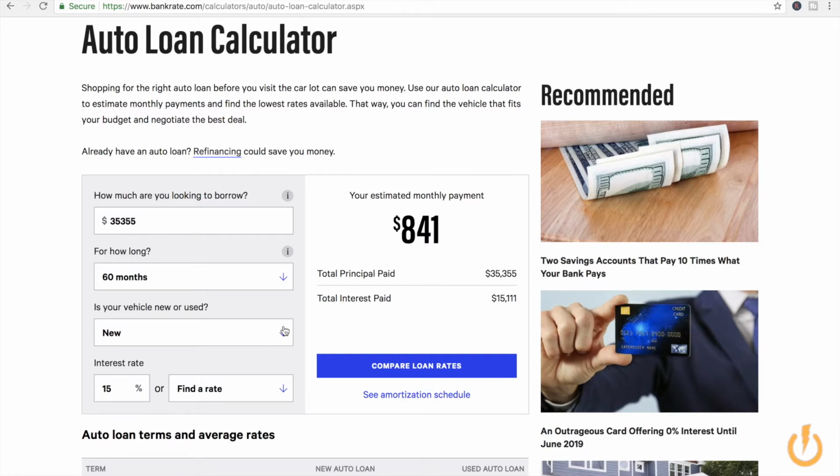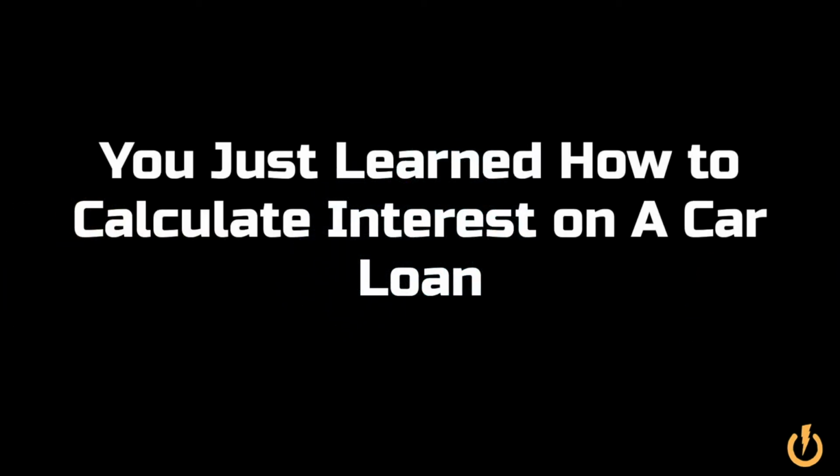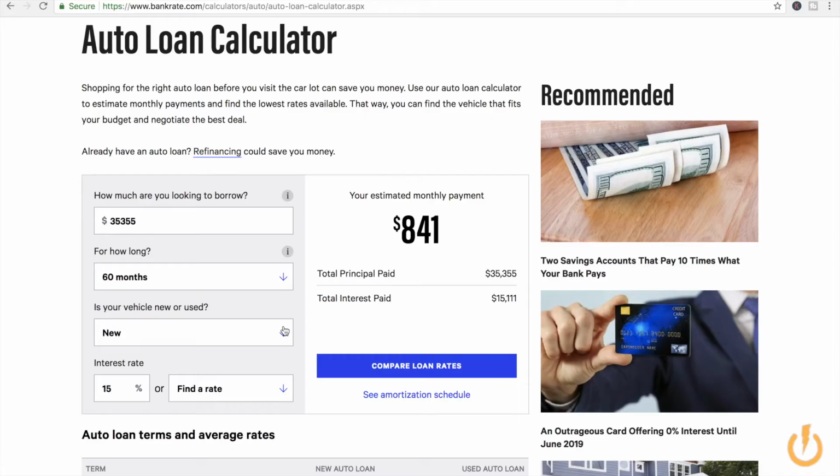In conclusion, you've learned how to calculate interest on a car loan so you know exactly how much you're going to be paying for your next car. I hope this helped you in the future. As promised at the beginning of the video, you can see how your future car payments will fit into the rest of the things that you have to pay for in life.